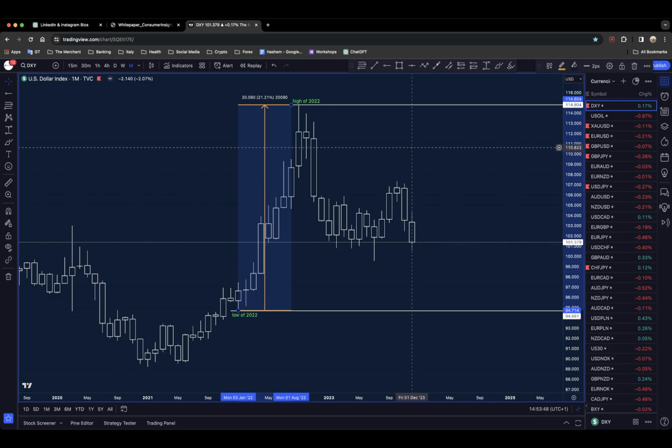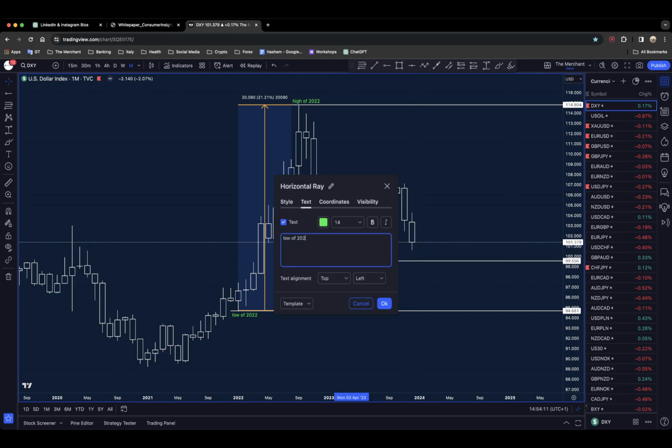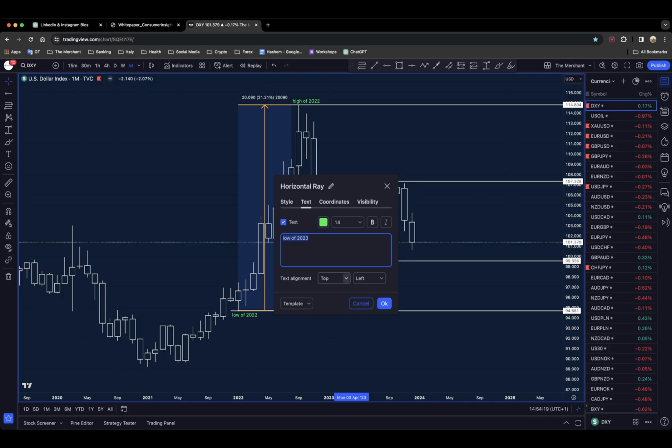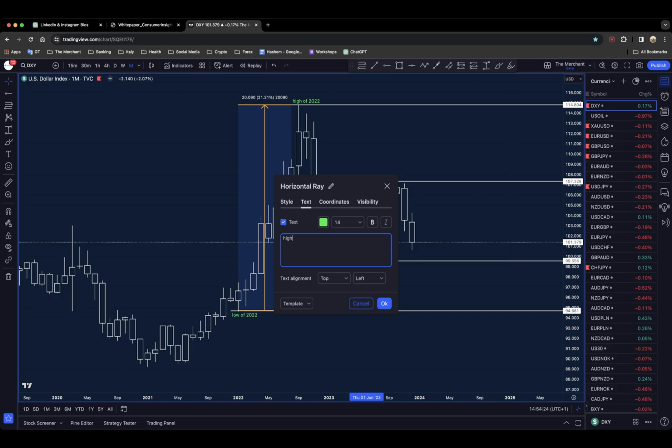Let's repeat the same exercise, but for 2023. Here is January 2023. It's obvious that here is the bottom, so we can write here low of 2023, and obviously we can see that here is the top of 2023. I'll put it on top, and here we can say high of 2023.